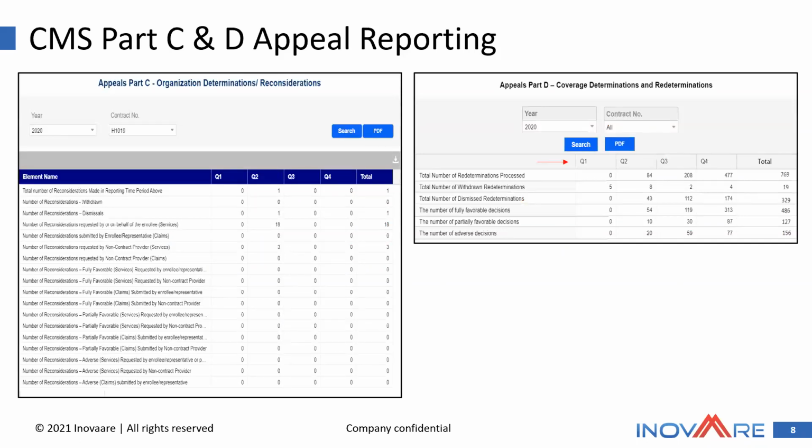So Gabe, if we can, let's go ahead and see some examples of these for the folks. Okay, great. So here what we see is, again, these should look familiar to you, the Part C and D appeal reporting. We see the reconsiderations on the left side there for Part C. Again, these are going to be coupled with the org determinations. And then on the right side, we see the Part D, again, coverage determinations, but also the redeterminations. On the redeterminations, you'll see the arrow there. The data is basically broken out by the quarter.